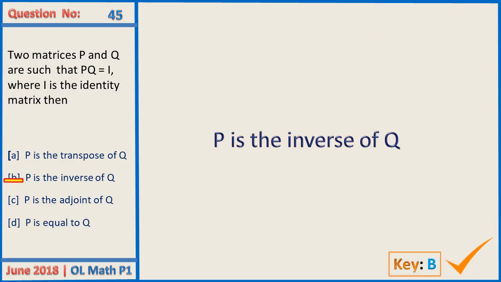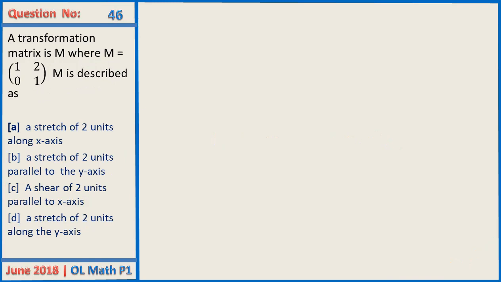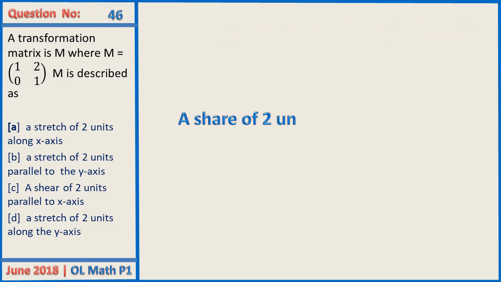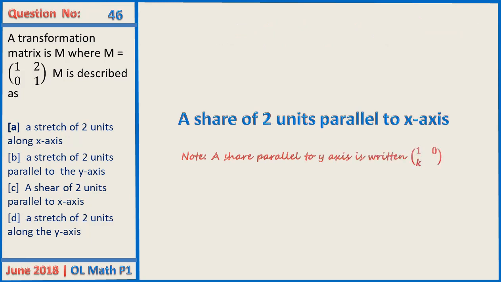Question 46. The transformation matrix M is described as. Here, just note that any transformation of the form 1 k 0 1 represents a shear of k units parallel to the x-axis. So a shear of 2 units parallel to the x-axis, that is what we have here. Note, a shear parallel to the y-axis is given by 1 0 k 1, a shear of k units. So our answer here is C.